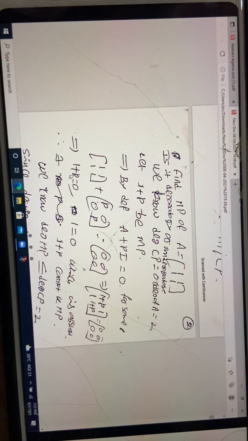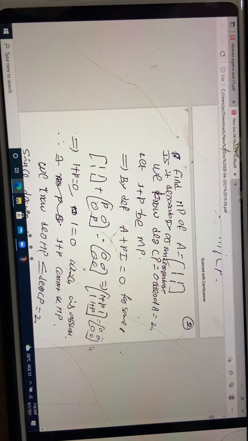1 plus P equals 0 means what is P? Minus 1, ma'am. Minus 1 is substituted here. What will you get? 0, 1, 1, 0. Is it equal to the zero matrix, 0, 0, 0, 0? No. So whatever the P value is, it can never give the zero matrix, because 1 cannot be equal to 0.